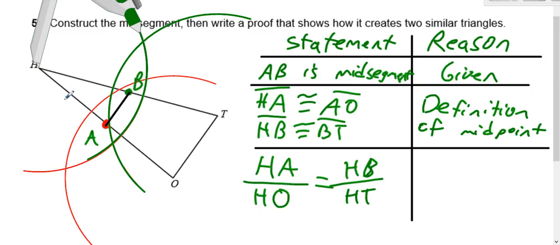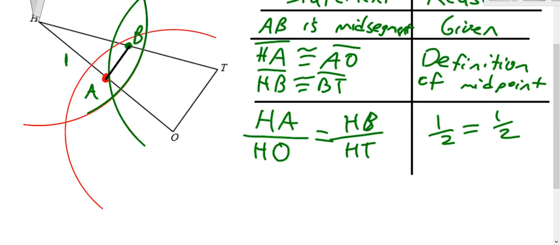Whatever this length is, if this length was 1, then HO would have a length of 2. It would be double, because it's just 2 of the same segment. HB to HT would also have a ratio of 1 to 2. So really all that it's saying, and I'm going to just use this, is that 1/2 equals 1/2. True statement. It's kind of the reason, because the ratio of HA to HO is 1 to 2. A few different ways you could word that. I'll just go with that.